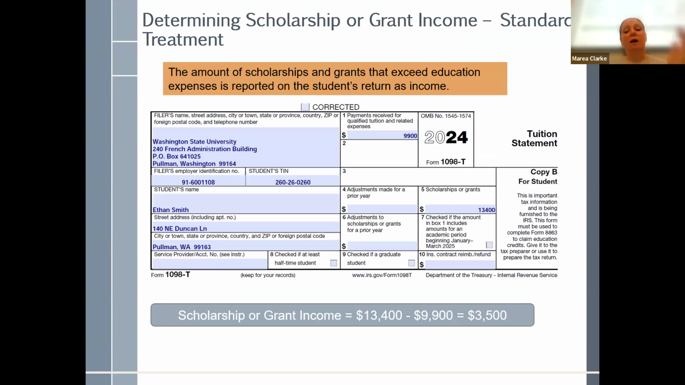Here's an example where the scholarship is more than the qualified expenses. In this case, this is going to be a taxable scholarship. It gave him more money than what his expenses were. That was great. That happens. That's going to be income that you have to report.